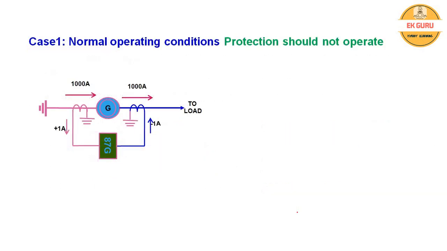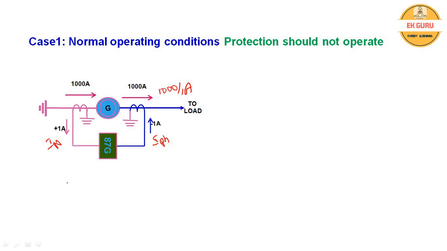Case 1, in normal conditions, the protection should not operate, so that we will see. In normal conditions, the generator supplies electrical energy to the load, and that current is 1000 amps. If we are using the 1000 by 1 ampere CT, then the secondary of this CT is 1 ampere. Similarly, on the neutral side the secondary current is 1 ampere. Here we can see the neutral current is 1 ampere. Similarly, the phase current is also 1 ampere.